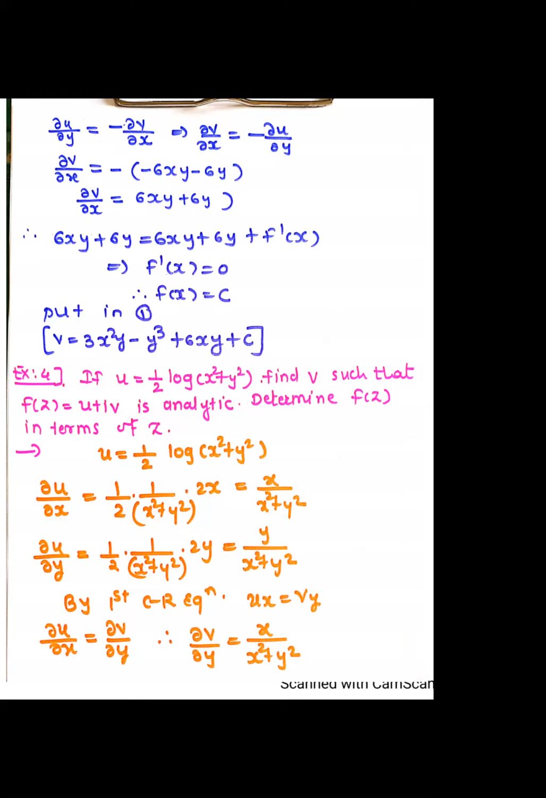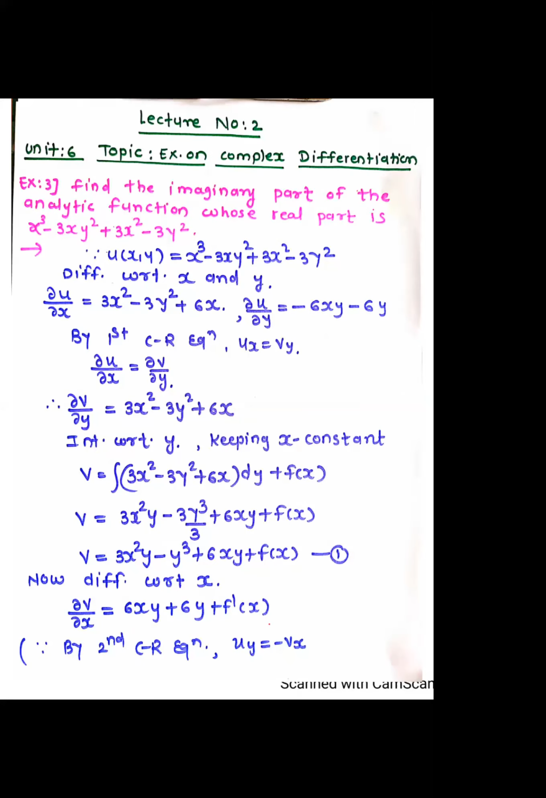And hence dabba v by dabba x is minus of, just substitute here the value of dabba u by dabba y. Already we have found the value of dabba u by dabba y in the first step of the example. So let us substitute that value here, which is minus 6xy minus 6y, and hence dabba v upon dabba x equals 6xy plus 6y. So in this way we get that value. You can call this equation number 2.